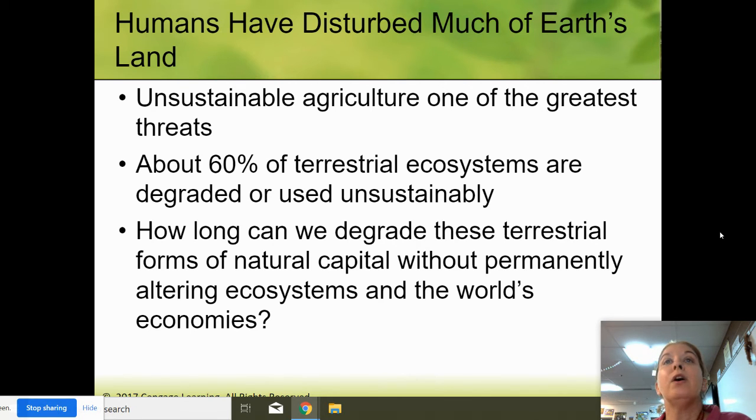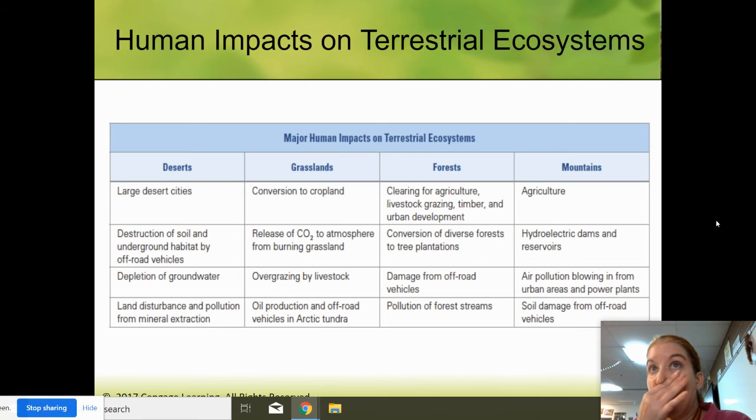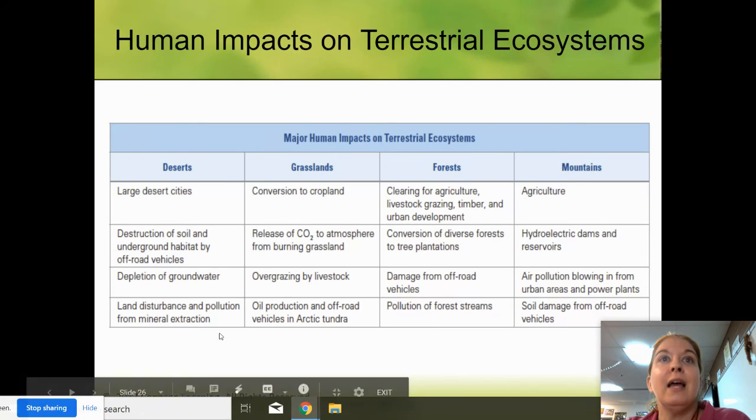So the question is, how long can we degrade these terrestrial forms of natural capital without permanently altering the ecosystems and the world's economies? We don't know, but I would say within like 10 years, we're in trouble. So human impacts on terrestrial ecosystems. So in deserts, sometimes we make cities. We destroy the soil and underground habitat by having off-road vehicles, which looks really fun, but totally destroys the ecosystem. We deplete the groundwater because they don't have a lot, and then we use it up in these cities. And then we can also disturb the land and cause pollution from mineral extracting, mining.